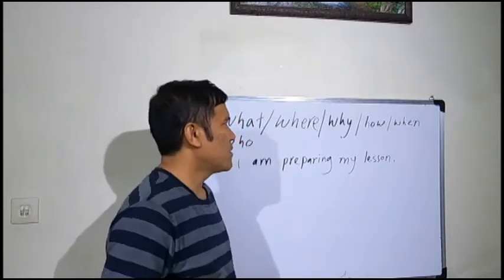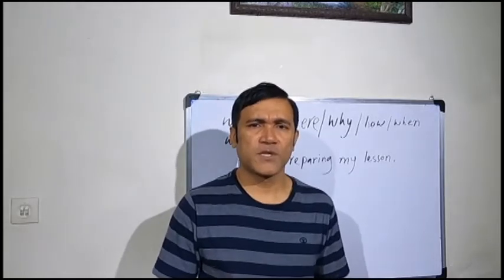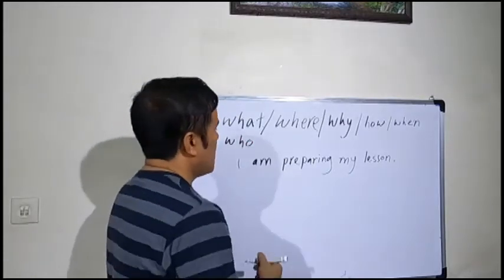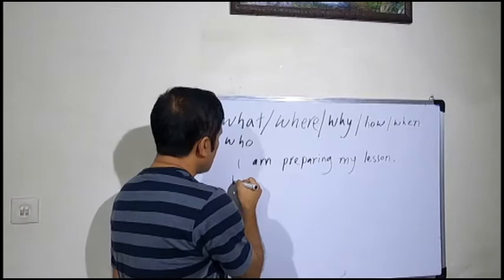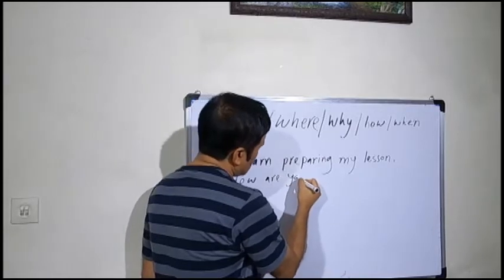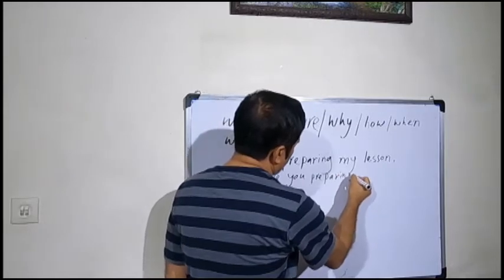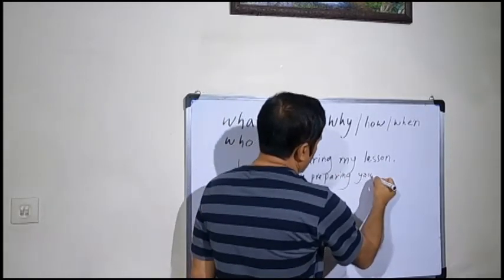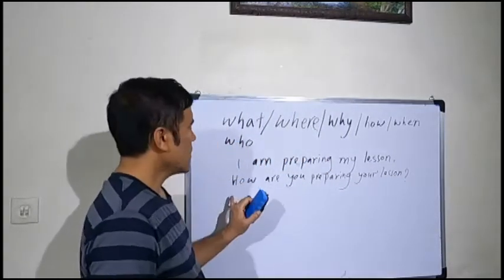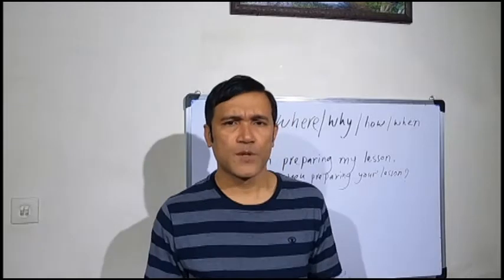এই সেন্টেন্সের উপর আপনি কিভাবে how ব্যবহার করে WH কোয়েশ্চেন তৈরি করবেন, চলুন আমরা দেখি সেই বিষয়টি। You can ask how are you preparing your lesson? Okay, how are you preparing your lesson? আপনি কিভাবে আপনার পাঠটি প্রস্তুত করছেন?